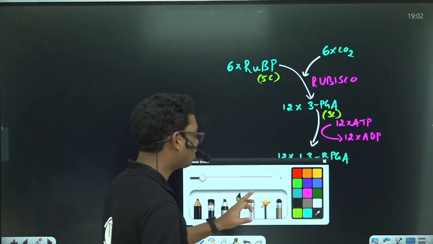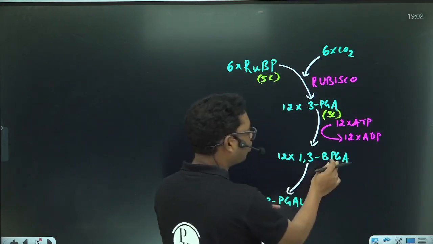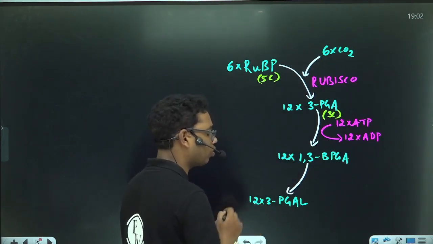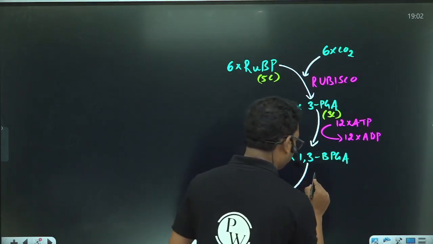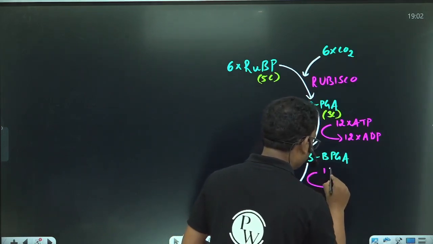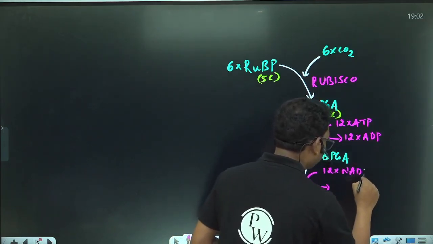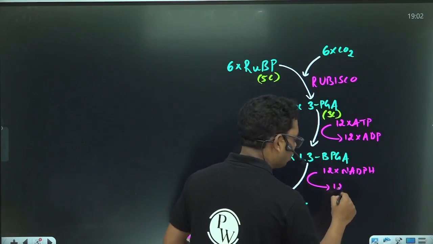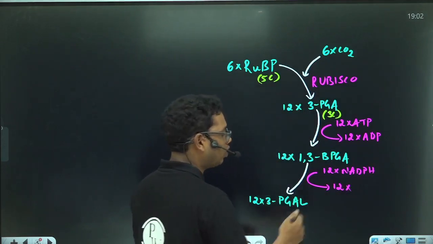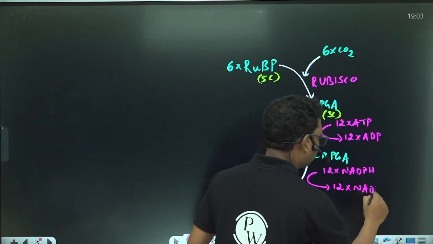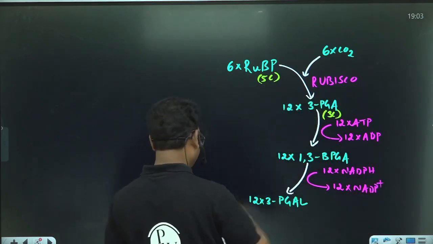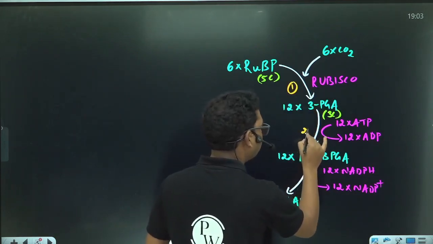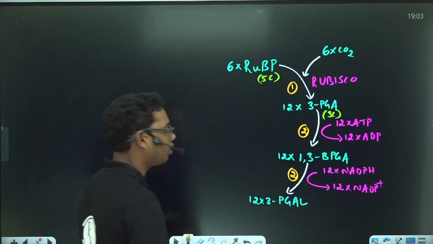Reduction is taking place here. For reduction of one BPGA we require one NADPH, and to reduce 12 molecules of BPGA we will require 12 molecules of NADPH. After donating the hydrogen, they will be converted into 12 NADP plus. So this one is called the carboxylation phase, and these two reactions come under the reduction phase.